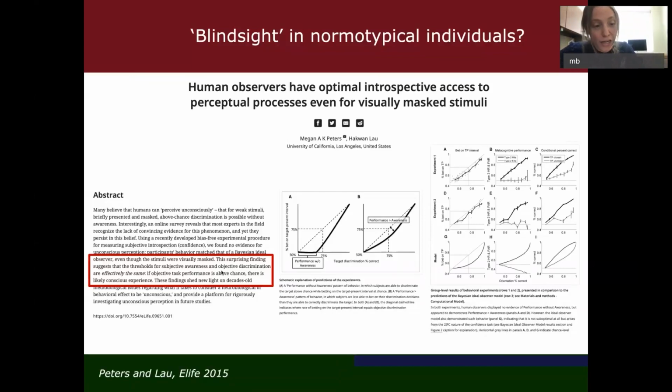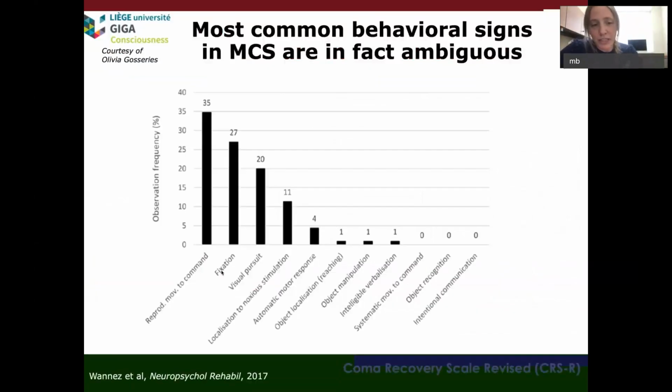So why do I care? Why do we care? Why should we care? Because now, maybe with these kind of new findings, there is a promising way to integrate behavioral science of coma and behavioral science of consciousness, even in normotypical subjects or in patients together, and try to really maybe better understand what it means.